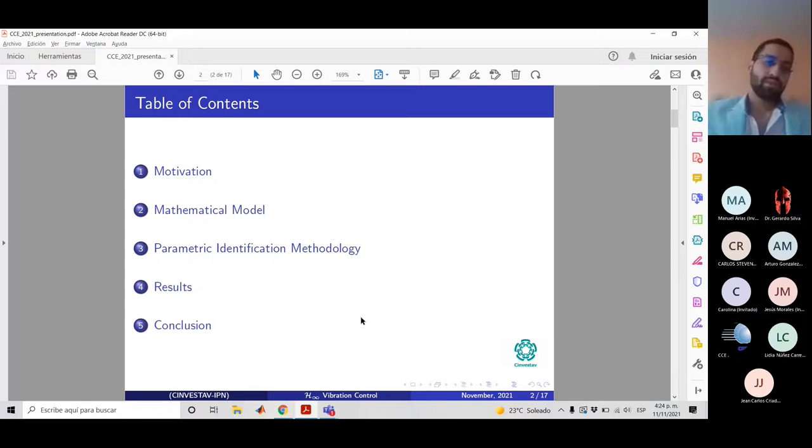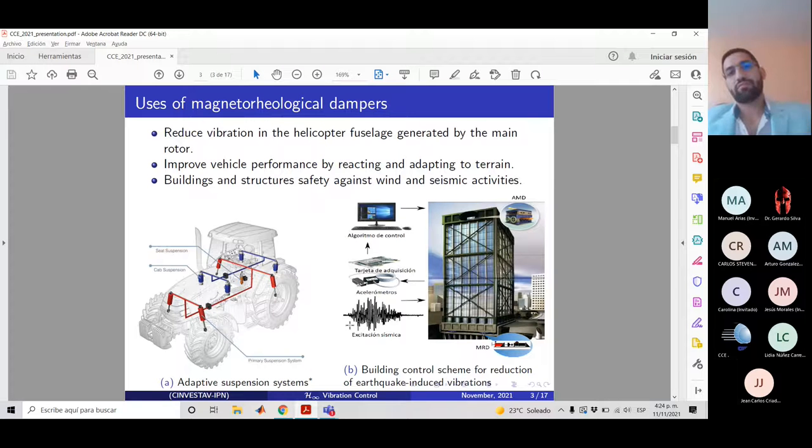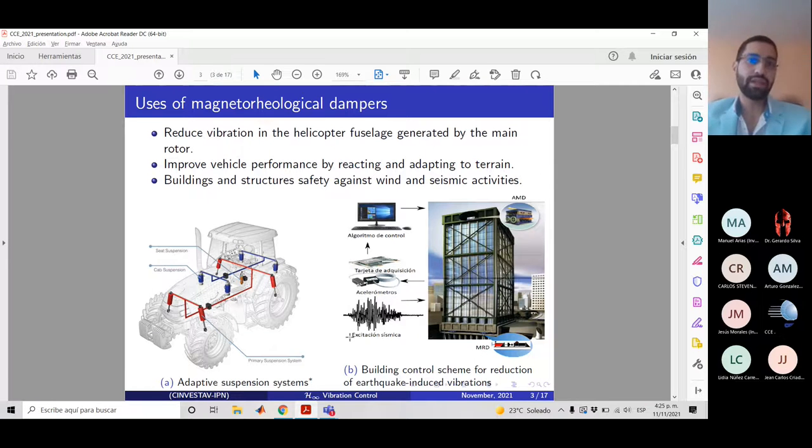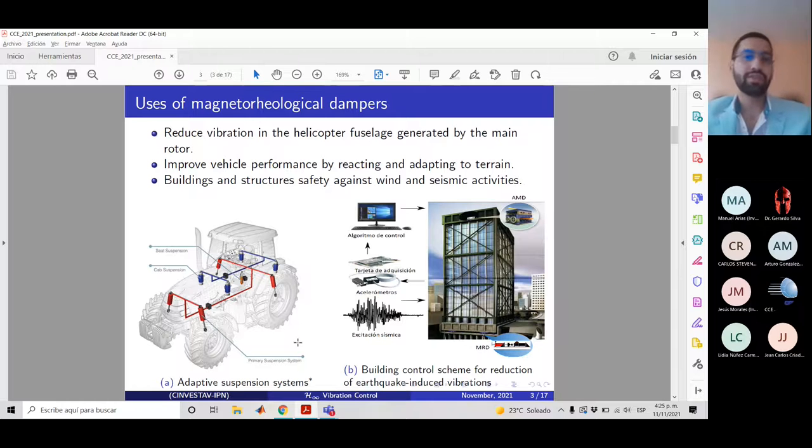Okay, the use of the magnetorheological damper. First, I want to introduce what a magnetorheological damper is. Magnetorheological dampers are semi-active control devices that have gained much attention for vibration control applications due to their quick response and because the external energy required for them to operate is smaller than in active control systems.